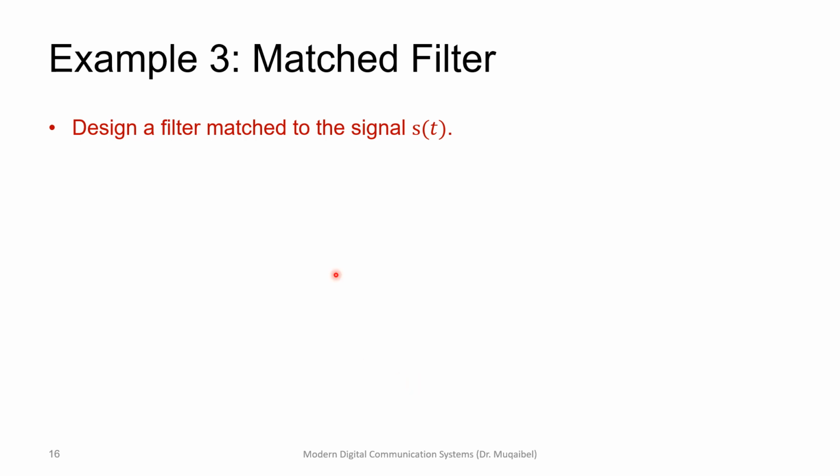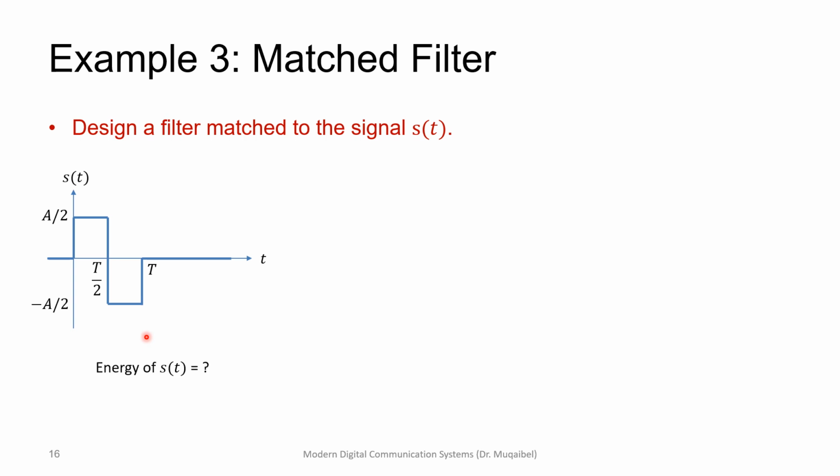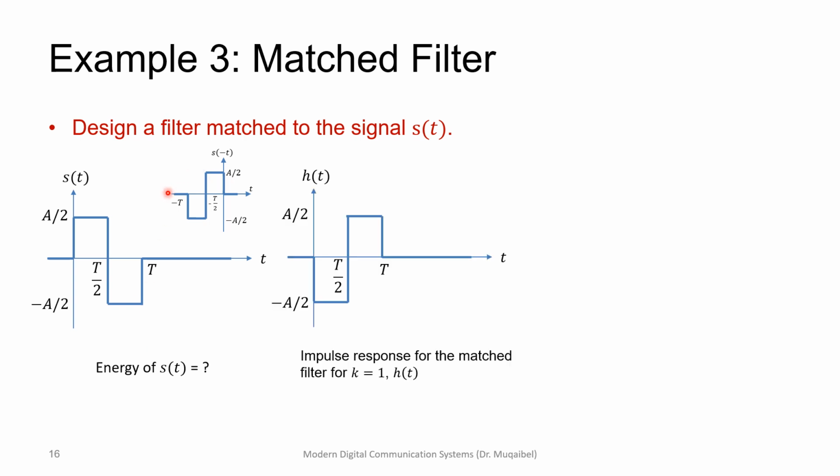A third example, matched filter. Design a matched filter for the following signal. Remember that for a matched filter, we would like to sketch the matched filter impulse response. First, we flip the signal, so we get something like this. And then we shift the signal, so we get something like this.